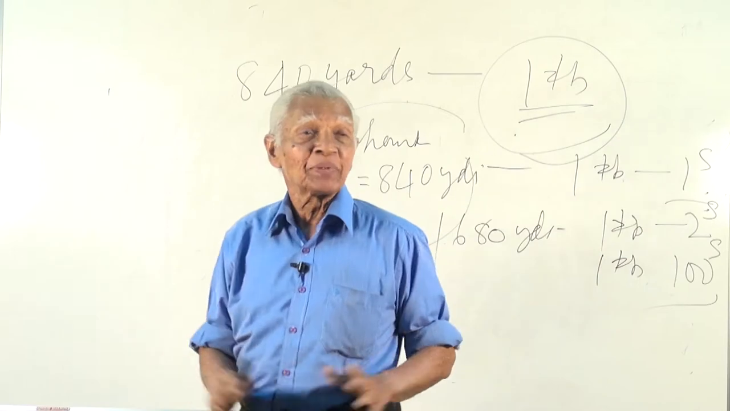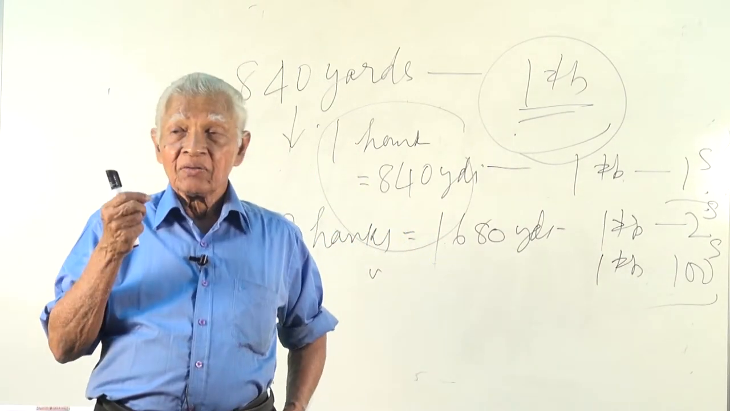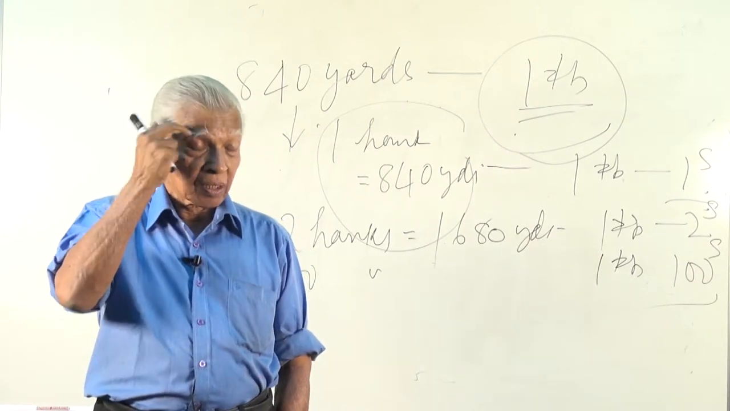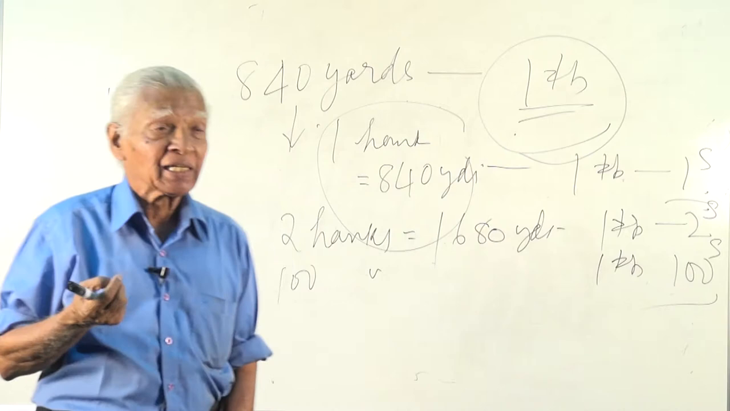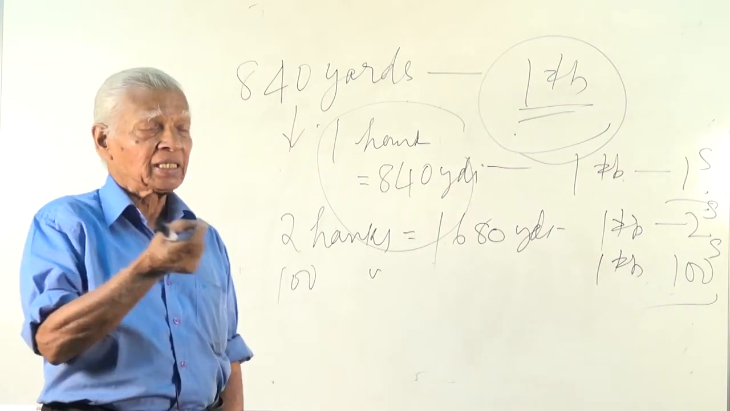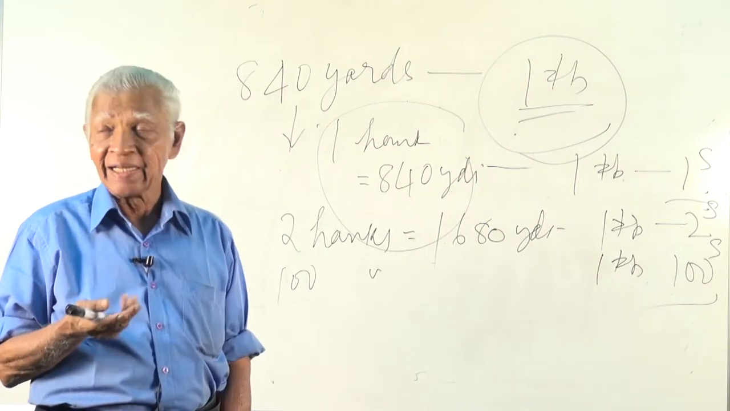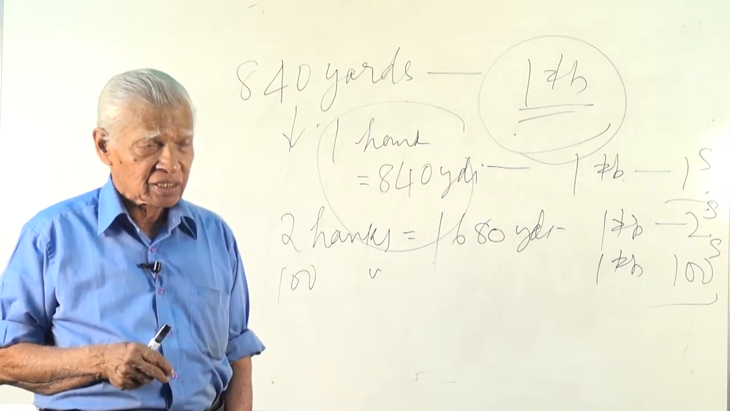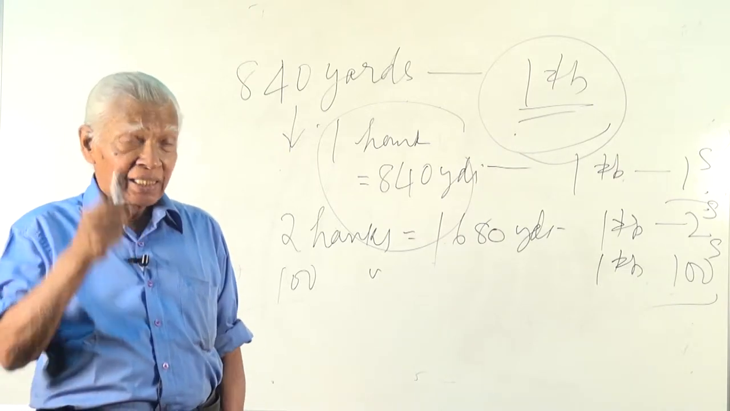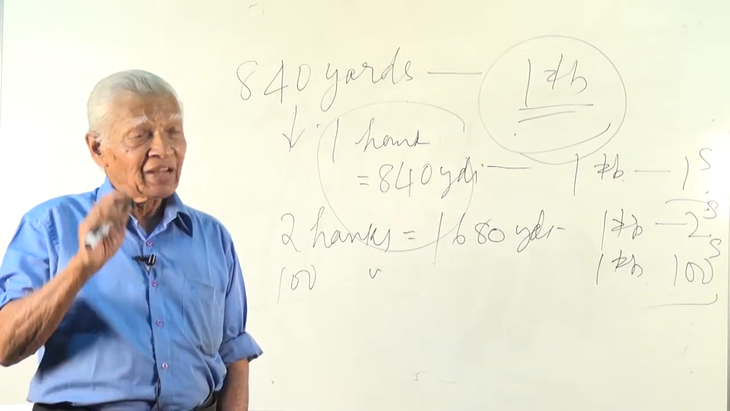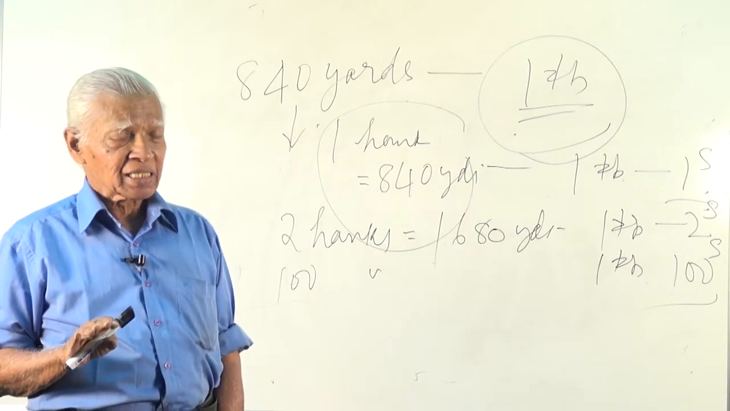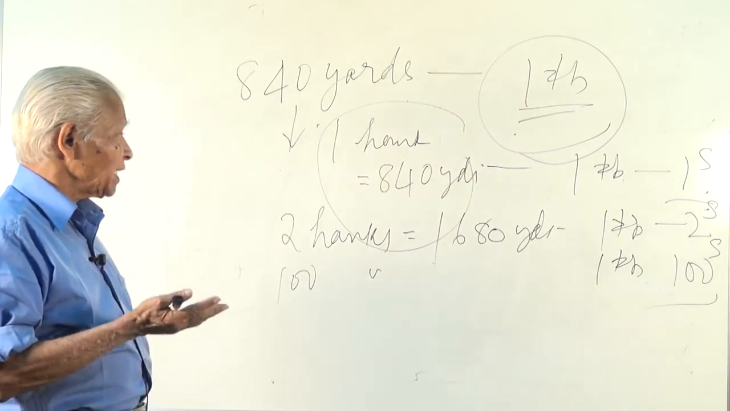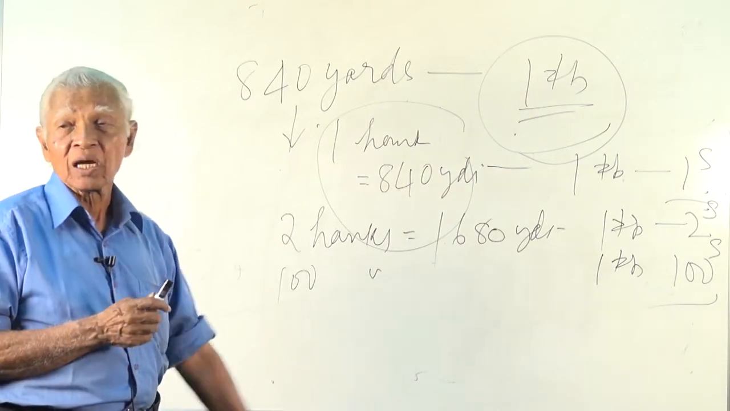You will appreciate that when we talk about hundreds count, the yardage is more. So obviously the material should be fine. Whereas in the case of the count such as tens or eights, there are 8 hanks in 1 pound, that means 8 into 840 yards. Whereas in hundreds it is 100 into 840 yards. So weight is the same. If weight remains the same, the length of this yarn should vary. That is what is designated as English cotton count.